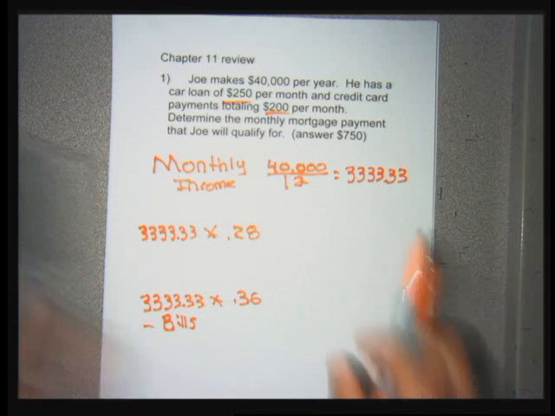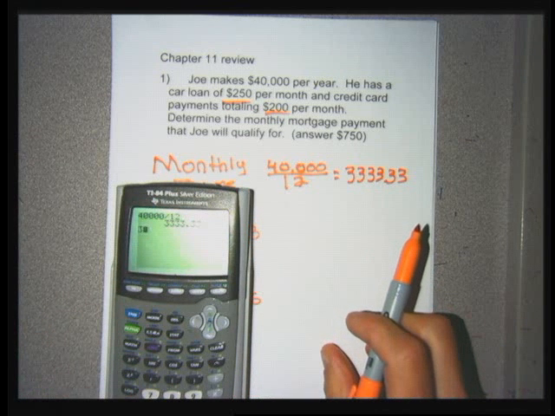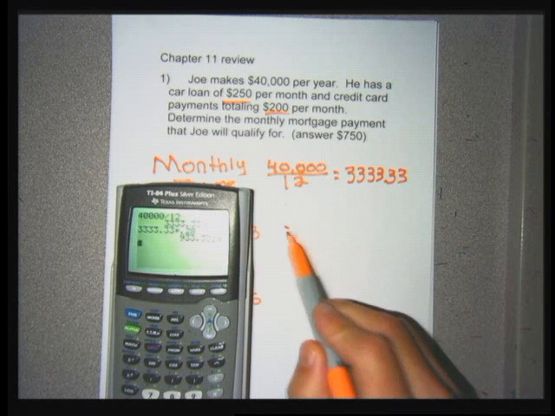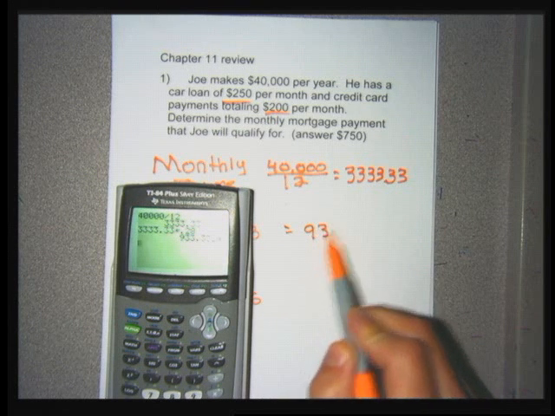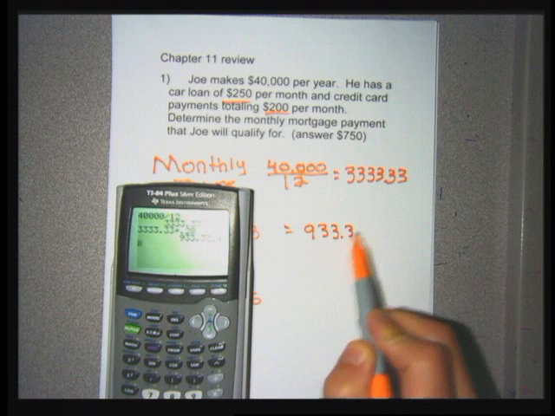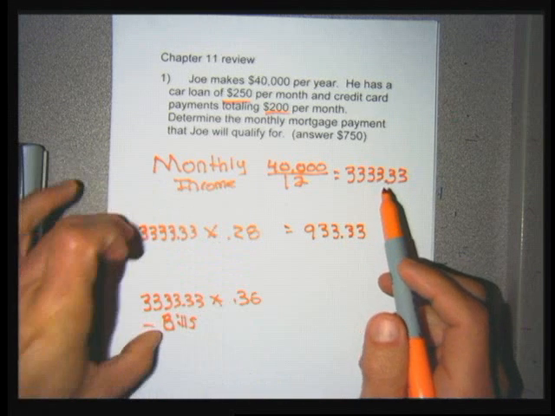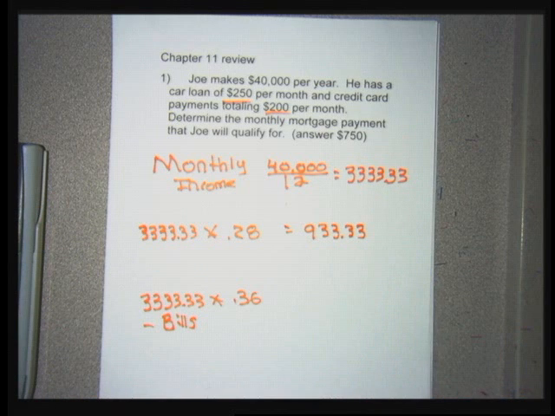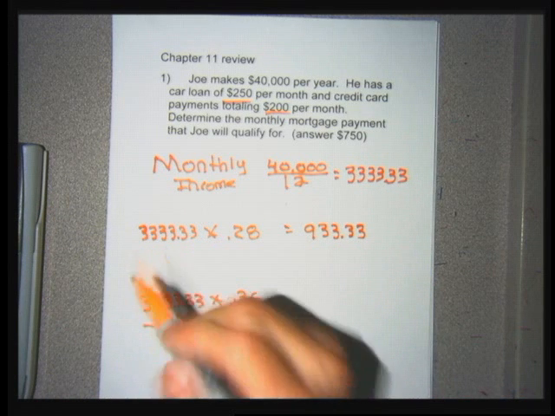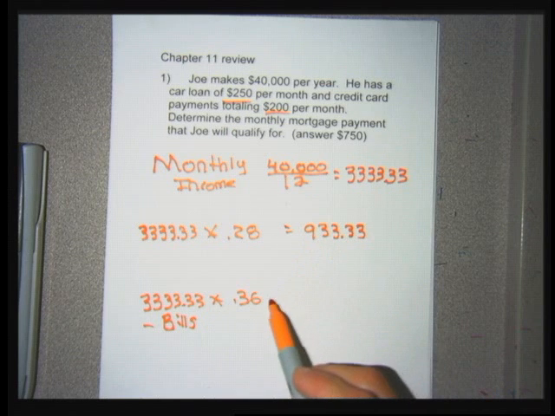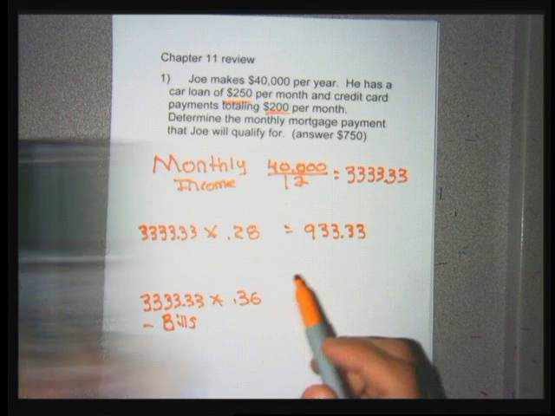So let me do both the computations. So I'll take this $3,333.33, multiply it by 28%. I'm rounding to the nearest dollar. This says if Joe didn't have any debt, that the bank would let him have a maximum mortgage payment of $933. The answer to the question is going to be the smaller of these two amounts. So I'm going to do my first computation, which is 28% of his monthly income, and now I'm going to do 36% of the monthly income less bills.